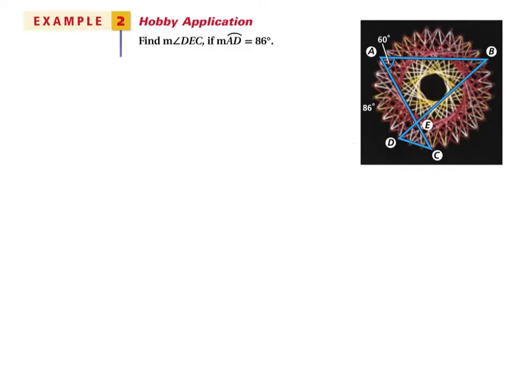All right, so in this picture, we have arc AD, which has a measure of 86 degrees, and we want to find the measure of angle DEC. So we have a circle here, and I'm going to find DEC, which is that angle. But I'm going to redraw it to make it easier.